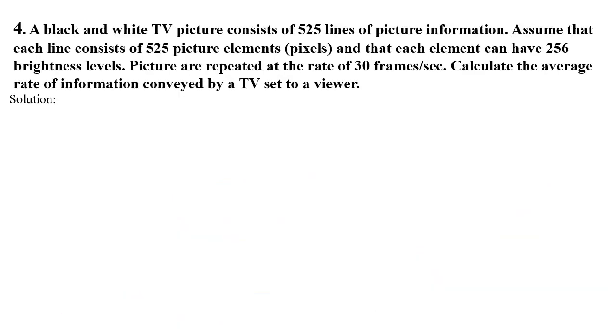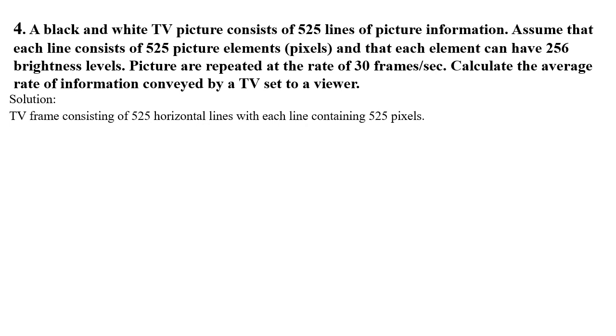As the next question, a black and white TV picture consists of 525 lines of picture information. Assume that each line consists of 525 picture elements and each element can have 256 brightness levels. Pictures are repeated at a rate of 30 frames per second. Calculate the average rate of information conveyed by a TV set to a viewer. So we are asked to find the rate of information here.